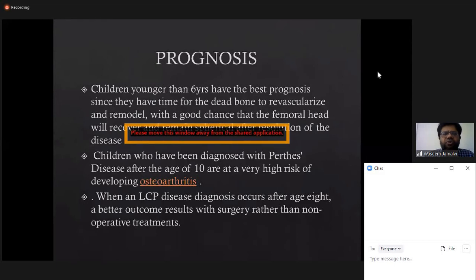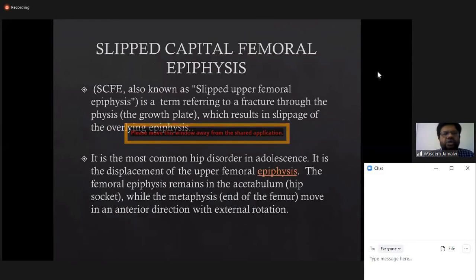Now we move over to our third topic, that is slipped capital femoral epiphysis. As the name shows, the capital femoral epiphysis is slipped. What is the epiphysis? That is the growth plate. The head of the femur and the femur are attached by a growth plate.